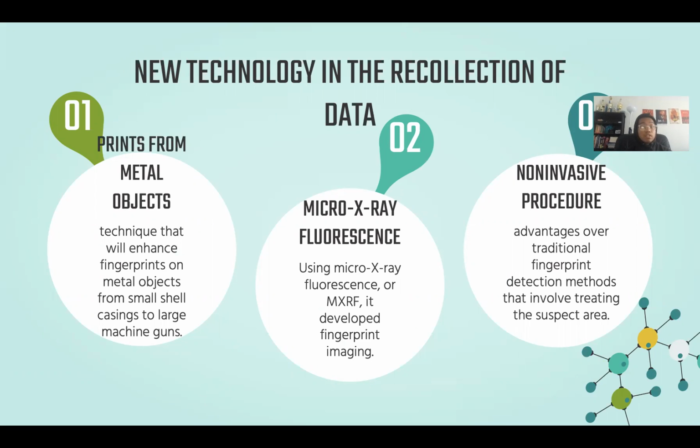Another technology that was discovered in 2005 was made by University of California scientists working at a laboratory that used micro X-ray fluorescence, known as MXRF, to develop fingerprint imaging. MXRF detects chemicals such as sodium, potassium, and chloride in fingerprints, as well as other elements if they are present.